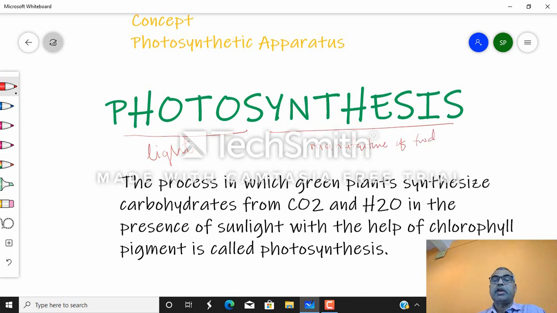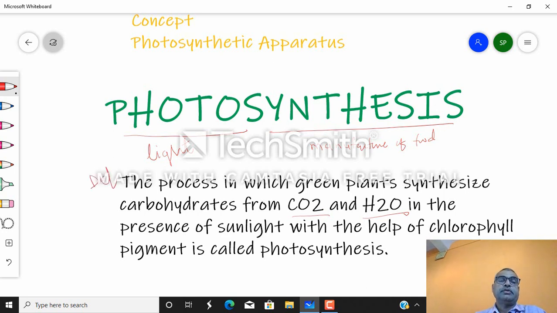So the process of manufacture of food material in the presence of light in the green plants by means of CO2 and H2O is called photosynthesis. This is a very simple part.